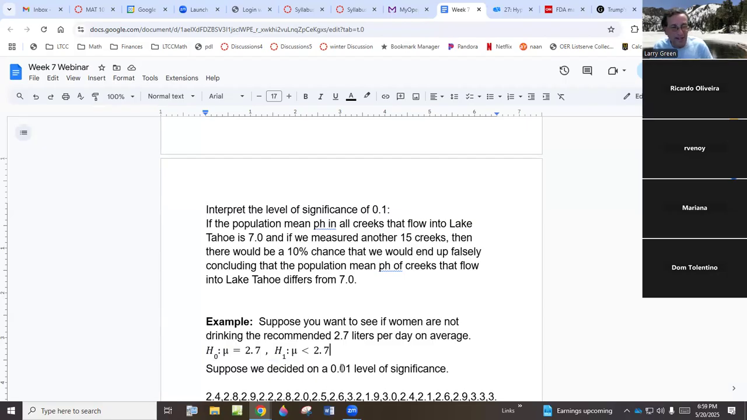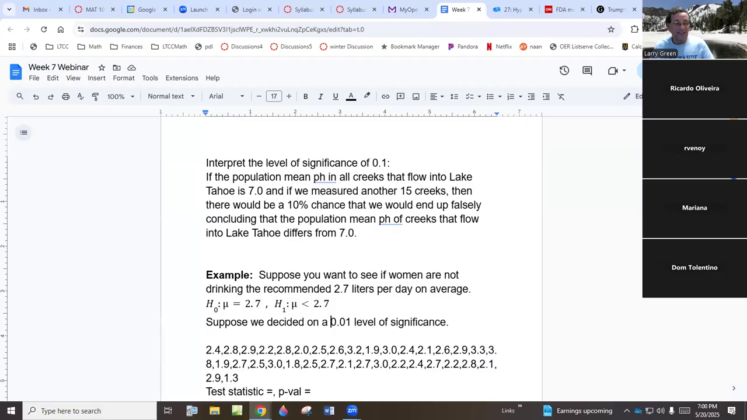Let's suppose we decided on a 0.1 level of significance. We only have so much time, so I'm just going through that. You can talk about the type 1 and type 2 errors and come up with all that stuff if you want. And let's suppose that you looked at a bunch of women, and this is the data they gave you. I'm going to copy this. The first woman drank 2.4 liters, the second 2.8, the third 2.9, the next 2.2, et cetera. Then we need the test statistic and the p-value.